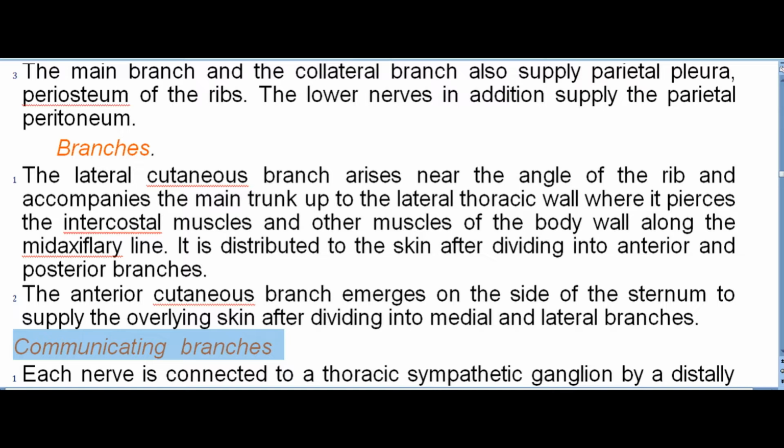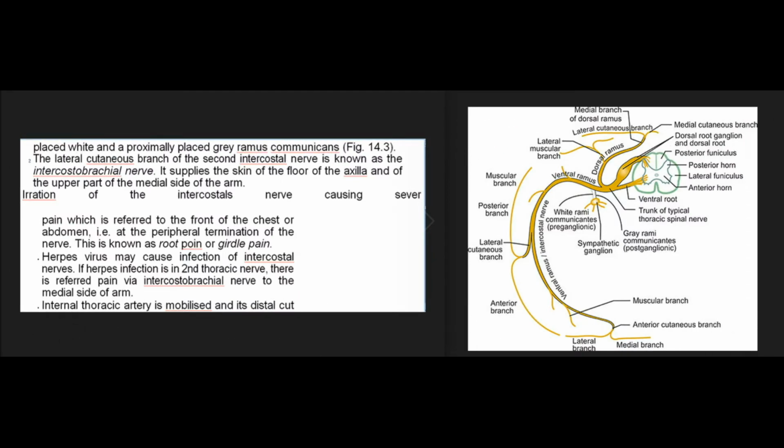Cutaneous branches. 1. The lateral cutaneous branch arises near the angle of the rib and accompanies the main trunk up to the lateral thoracic wall where it pierces the intercostal muscles and other muscles of the body wall along the mid-axillary line. It is distributed to the skin after dividing into anterior and posterior branches. 2. The anterior cutaneous branch emerges on the side of the sternum to supply the overlying skin after dividing into medial and lateral branches. Communicating branches. 1. Each nerve is connected to a thoracic sympathetic ganglion by a distally placed white and a proximally placed gray ramus communicans, Fig 14.3.